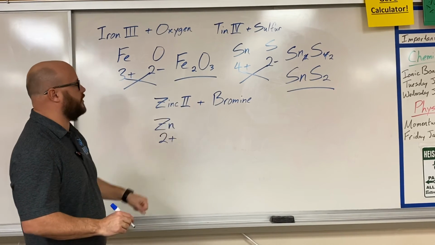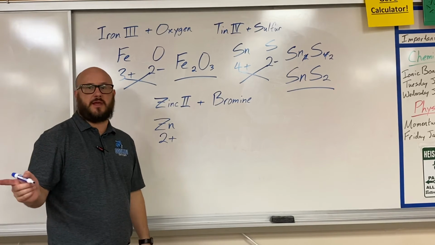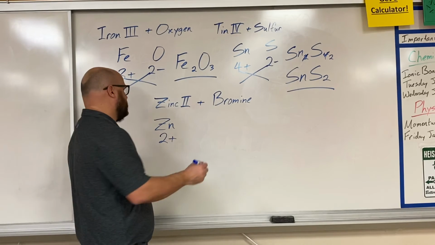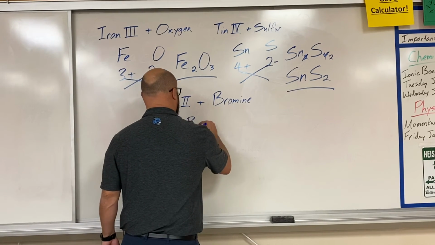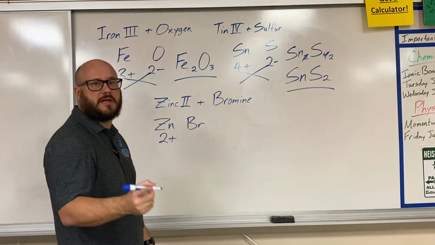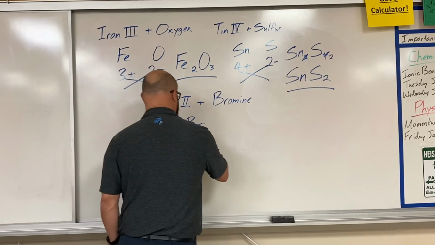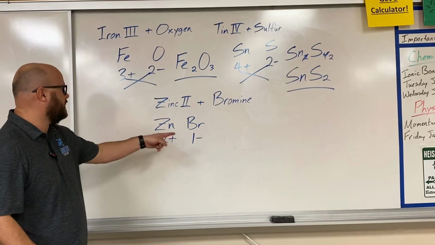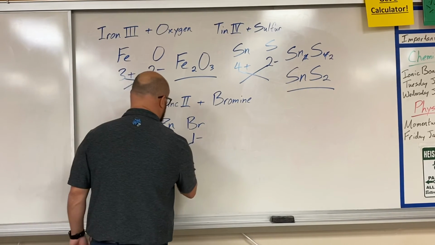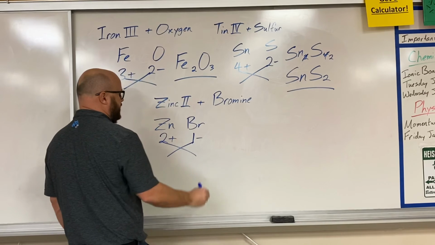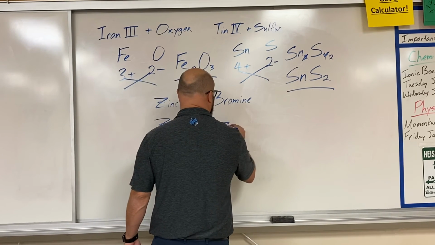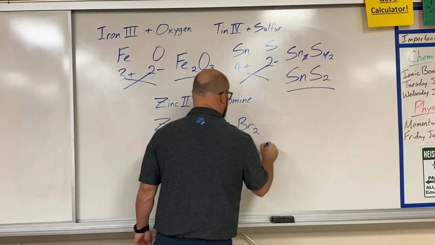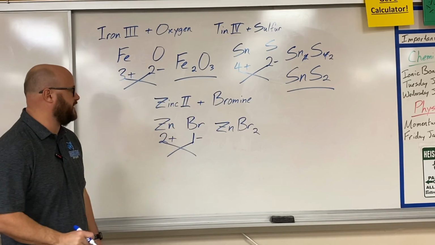All right, how about bromine? Bromine's over there in group 7A. So it has 7 valence electrons. Its symbol is Br. And it's going to gain 1 electron to fill its octet. So 1, and we know if we gain, it's a negative. Last step, crisscross applesauce. 1 goes to zinc, 2 goes to bromine. We end up with zinc 1, bromine 2. So ZnBr2.